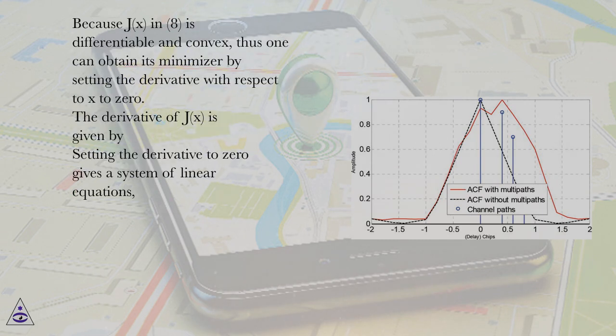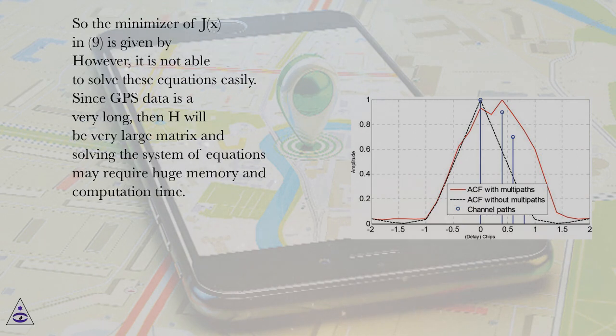Because J(x) in (8) is differentiable and convex, one can obtain its minimizer by setting the derivative with respect to x to 0. The derivative of J(x) is given by... Setting the derivative to 0 gives a system of linear equations. So the minimizer of J(x) in (9) is given by... However, it is not easy to solve these equations.